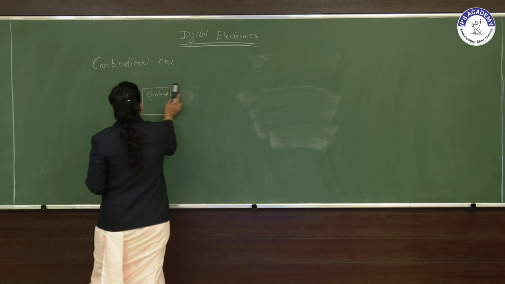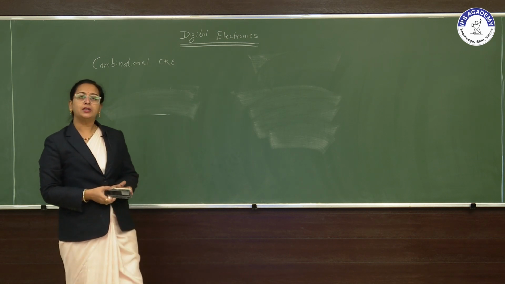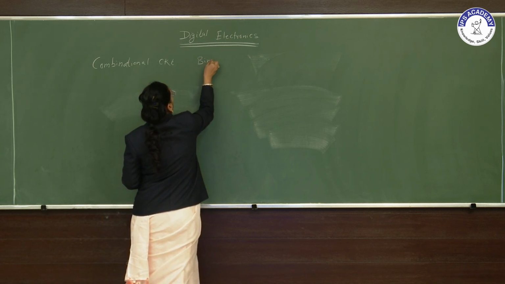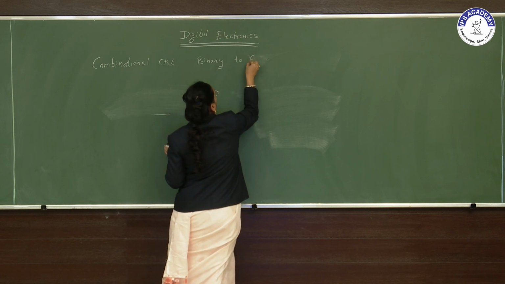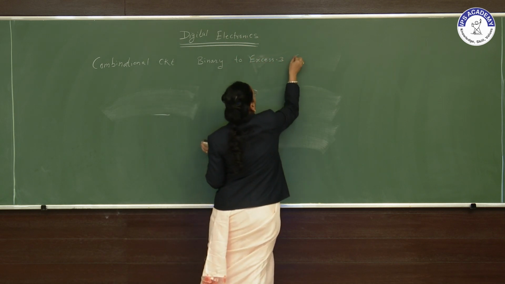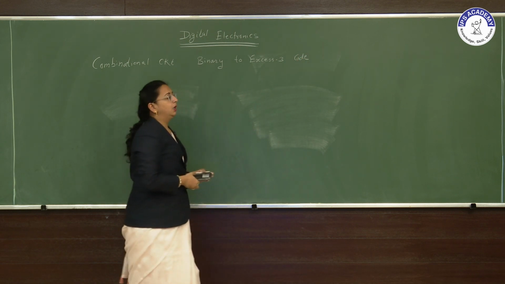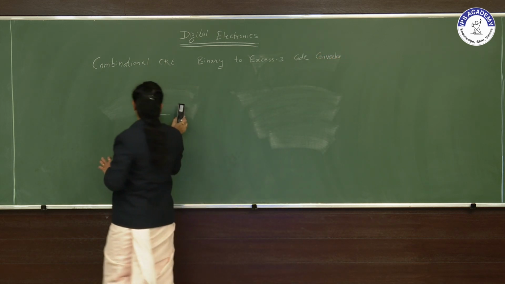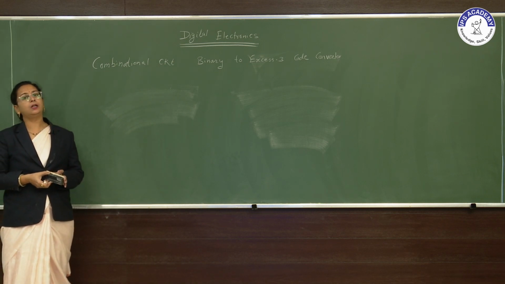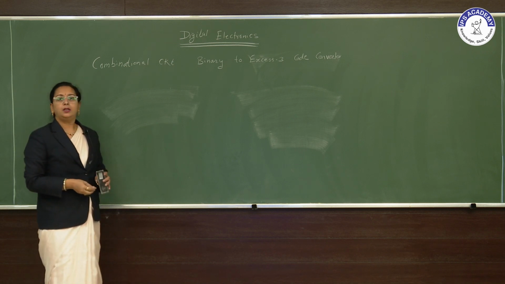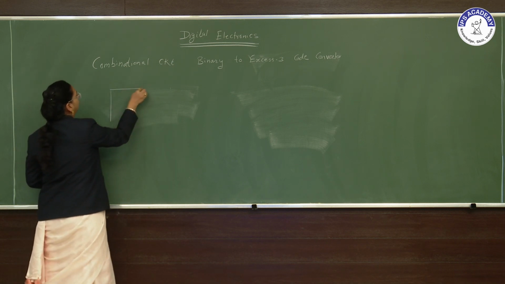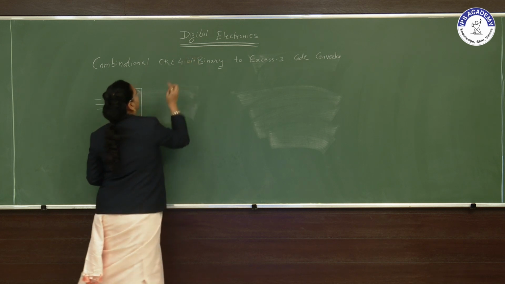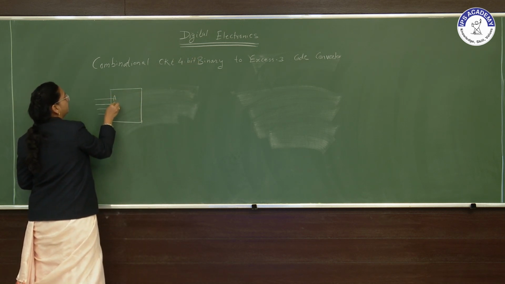So just take an example of a combinational circuit, that is code converter, binary to excess-3 code converter. It will be a combinational circuit. So we will learn about the designing of a device which will convert binary data to excess-3 code. If we talk about a block diagram of this device, suppose we are taking 4-bit binary, so there will be 4 inputs. Suppose these 4 inputs are A, B, C, D.